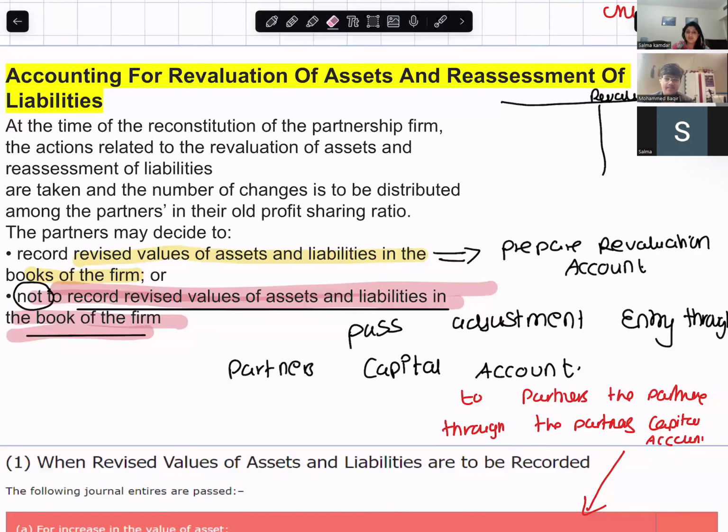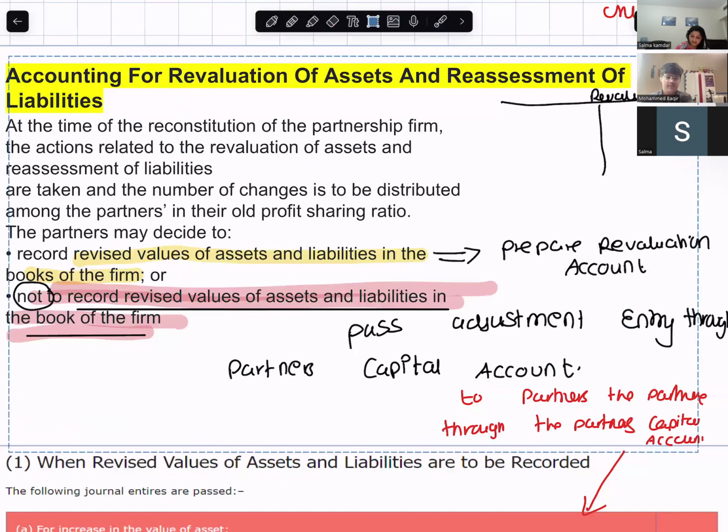See, when there is a change in the partnership, what are the things that you do? When there is a change in the constitution of the partnership, you calculate their new ratio, first thing. Second thing that you do is that you distribute the undistributed profits or losses among the partners. Third thing that you do is you do adjustments for goodwill. Fourth thing that you do is you do revaluation of your assets and liabilities.